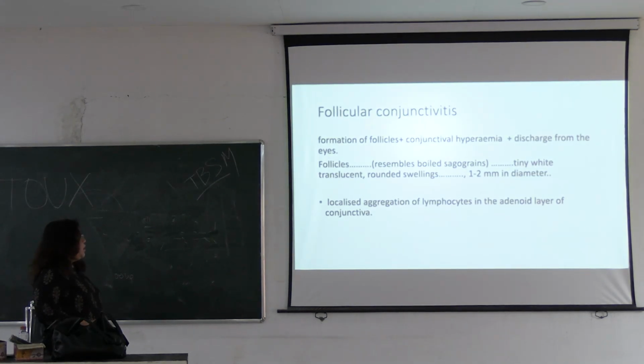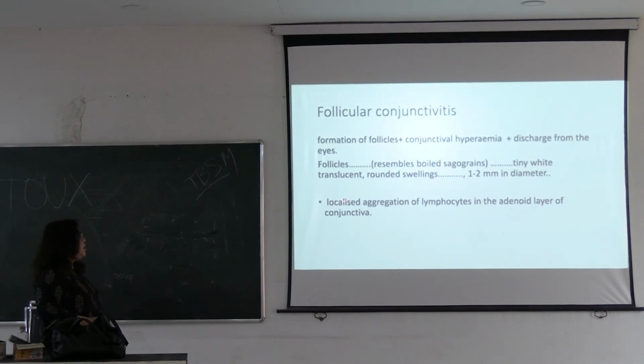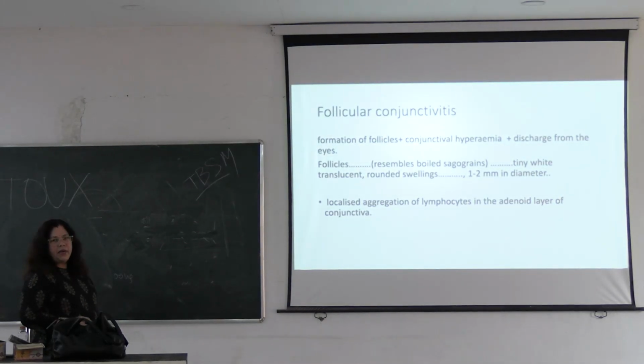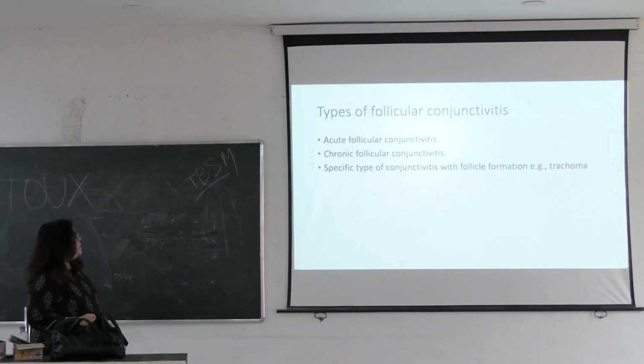Then why are these follicles formed? These follicles are formed due to localized aggregations of lymphocytes in the adenoid layer of the conjunctiva. And the adenoid layer of the conjunctiva is which layer? Middle layer. Of the 3 layers present in the conjunctiva: epithelial, adenoid layer, and the third one is the fibrous layer.